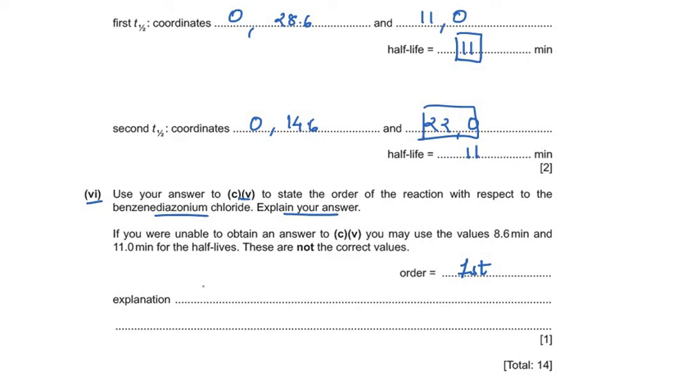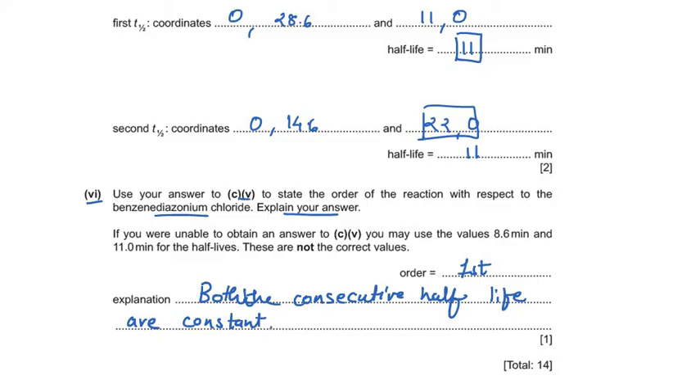So we can say that both the consecutive half-lives, consecutive means one after the other, are constant, and so it is first order. So whenever the half-life is constant, it is first order. Suppose if the half-life is increasing, then it's a second order, and if the half-life decreases, it's the zero order. So here we had the constant half-life, so it was the first order.